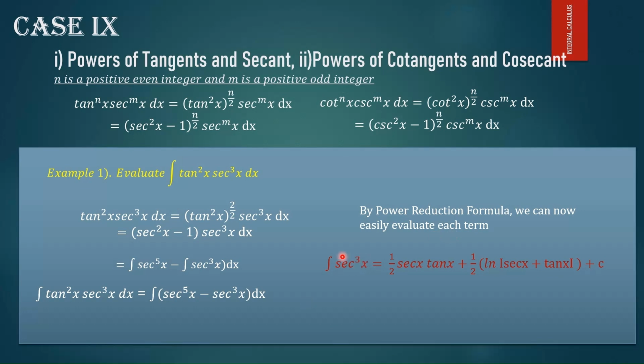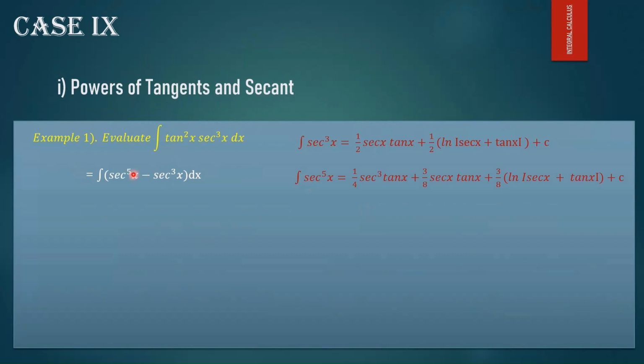We know that the integral of secant cube x is just equal to 1/2 secant x tan x plus 1/2 ln secant x plus tan x plus c, and the integral of 5 power of secant x is just 1/4 of secant cube x tan x plus 3/8 of secant x tan x plus 3/8 of ln secant x plus tan x plus c. We replace 5 power of secant x minus secant cube x with their integrals.